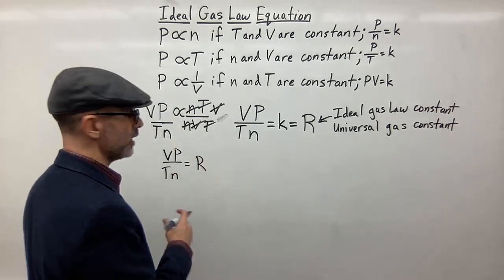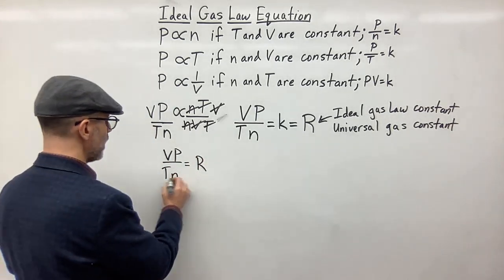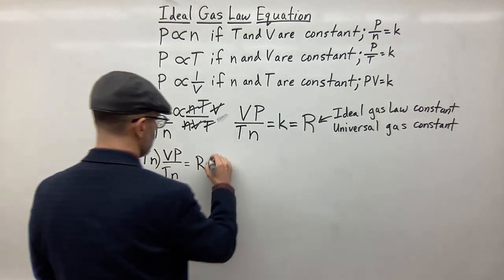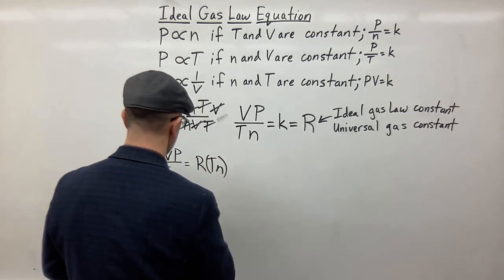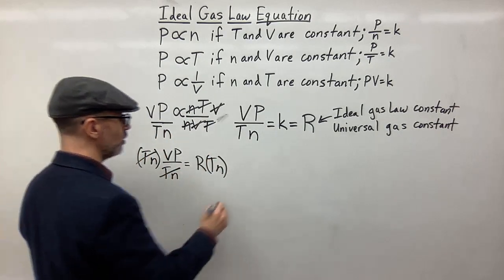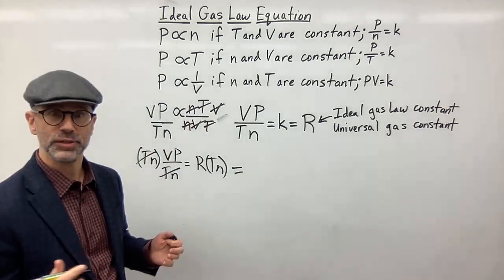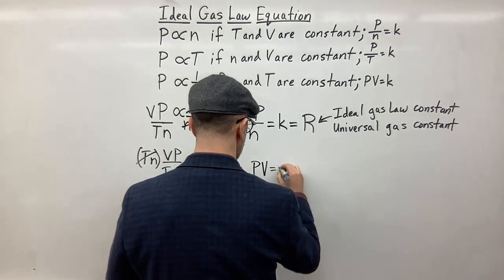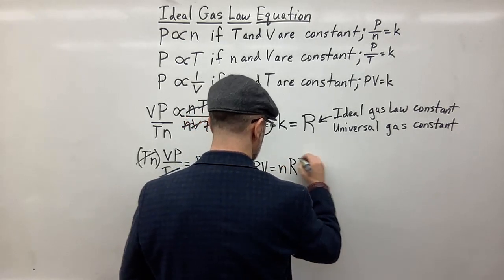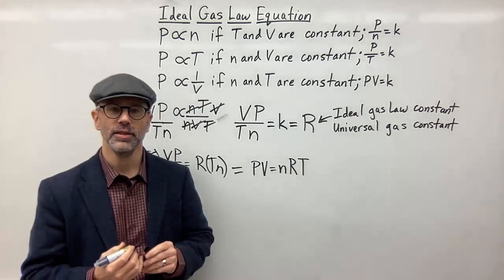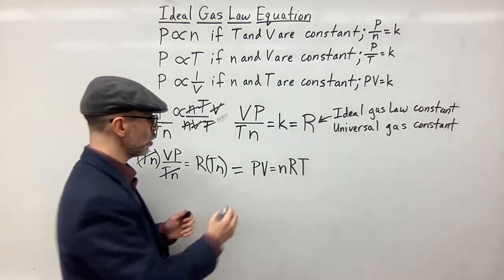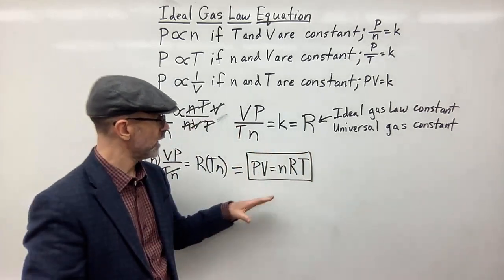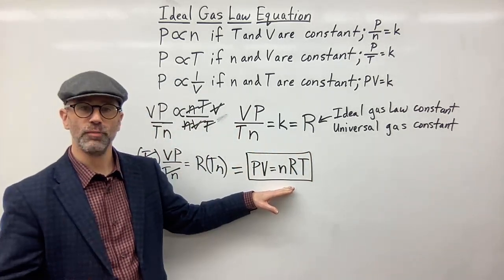Okay, so then what I get here is VP over Tn is equal to R. And then if I rearrange this, if I multiply both sides by Tn, and this cancels out, I get the famous version of this, which is PV equals nRT, or PIV NERT, if that's what you want to call it, Pivnert. So this, ladies and gentlemen, is the ideal gas law equation. And you can use this to solve problems.